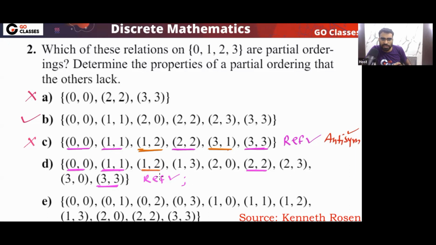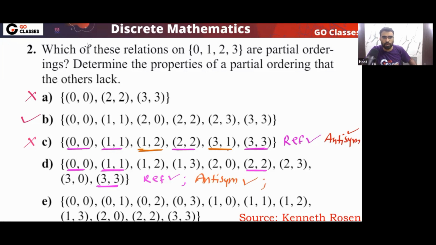You can see 1 related to 2. Are we getting 2 related to 1? No. 1 related to 3. Is 3 related to 1? No. 2 related to 0. Is 0 related to 2? No. 2 related to 3. Is 3 related to 2? No. 3 related to 0. Is 0 related to 3? No. So you can see this is antisymmetric also.